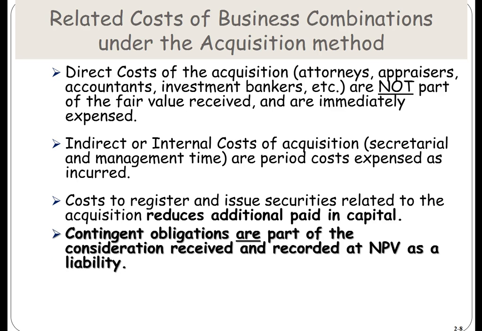Contingent obligations are considered part of the consideration. A contingent obligation is when a parent buys the stock of another company and they want the officers to stay on, so they have them sign a contract that says, if you stay on for so long, we're going to give you so much money. That's called a contingent obligation.